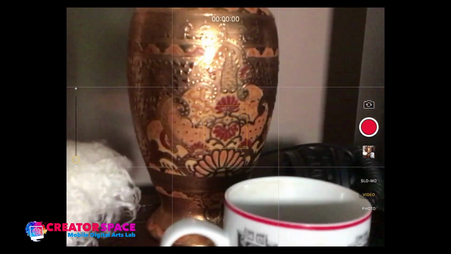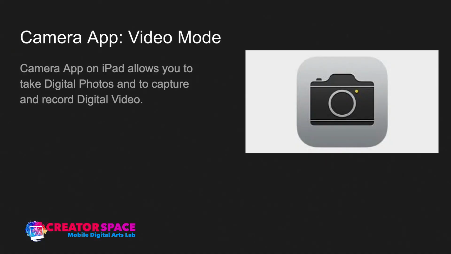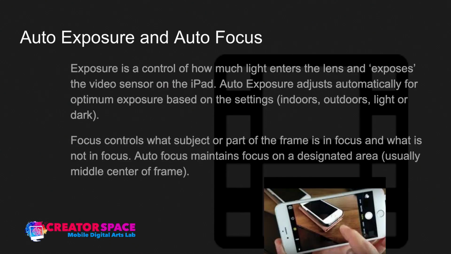Okay, so that's our features there. That's the essence of recording video. We have our grid line, so we can use our rule of thirds. We have our record function. We have a slow motion function, and then we can zoom in or zoom out. So that's the basics.